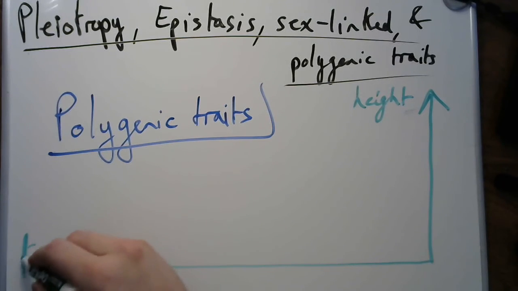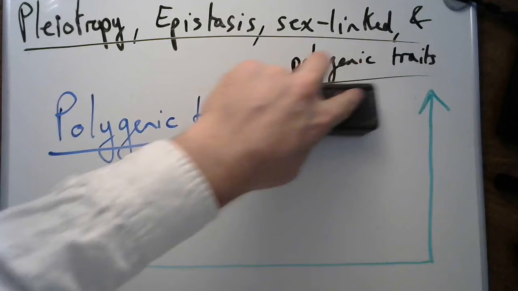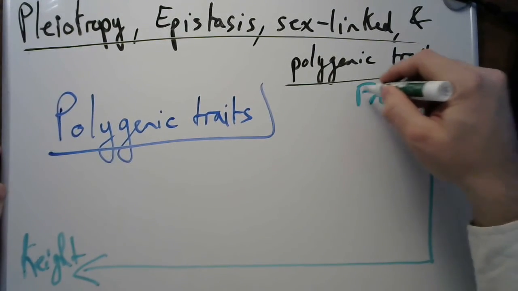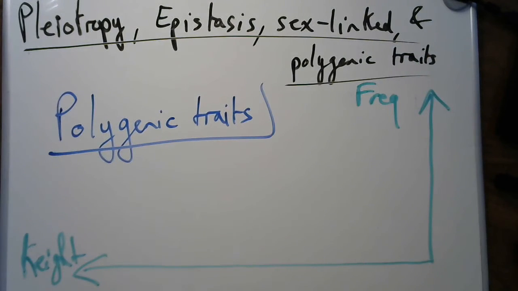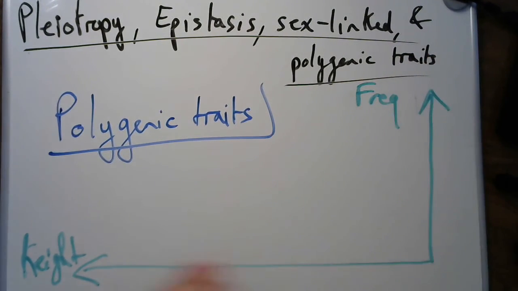Sorry, let's put the height here. I don't want to change things around too far. Let's just put the y-axis on the right for once, and that's all. So the frequency of people in the population having a certain height, and here the different heights coming from really small here to really big here.